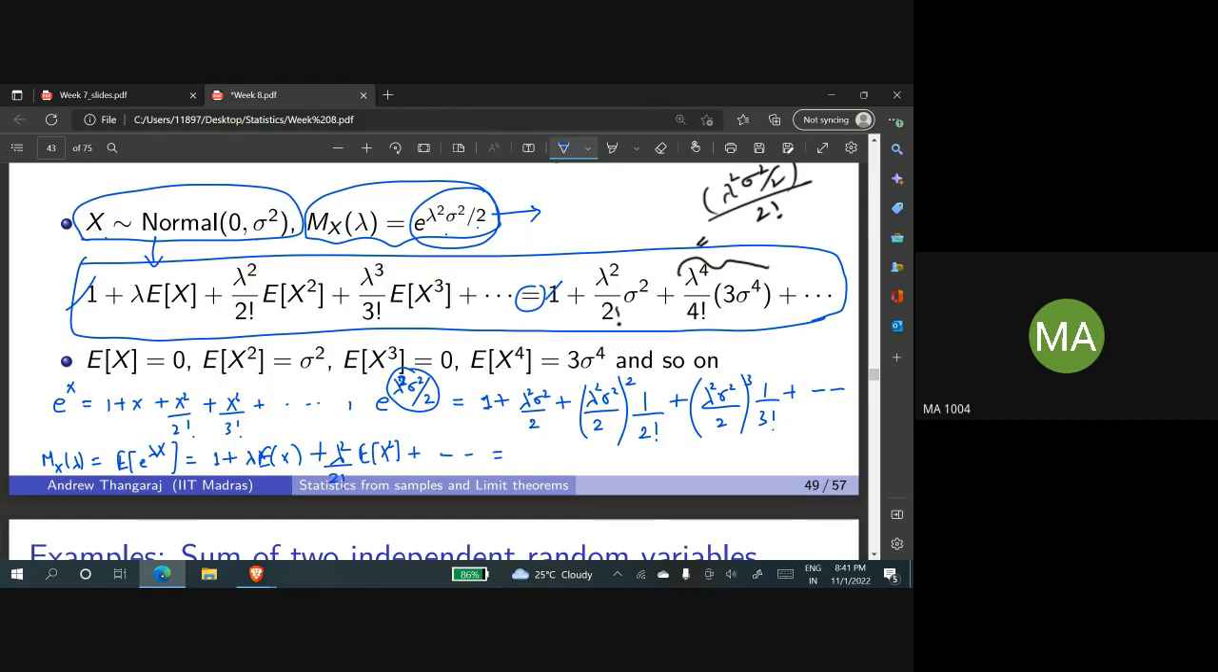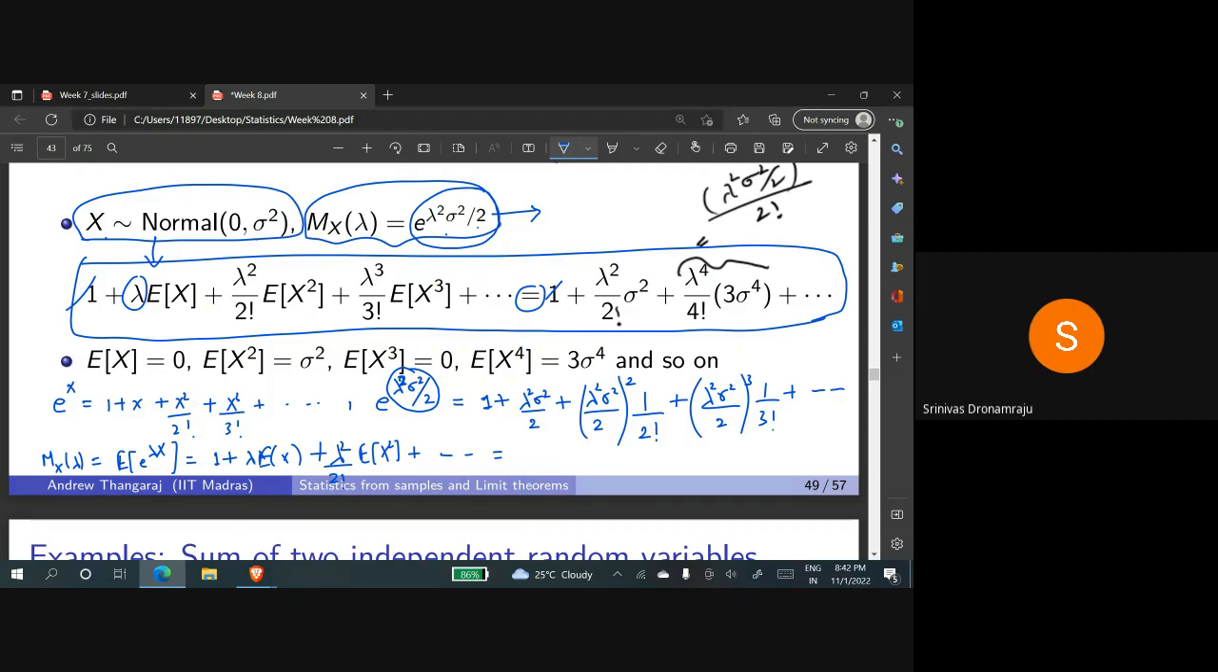Now, if you look at here, expected value of x. I mean, sorry, don't look at expected value. Look at lambda. Lambda times x should be lambda sigma square by 2. Sorry, lambda square. Lambda times the value of x should be lambda sigma square by 2.